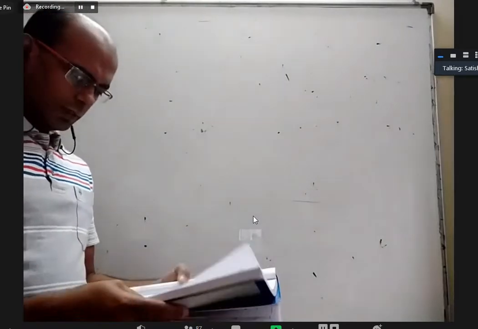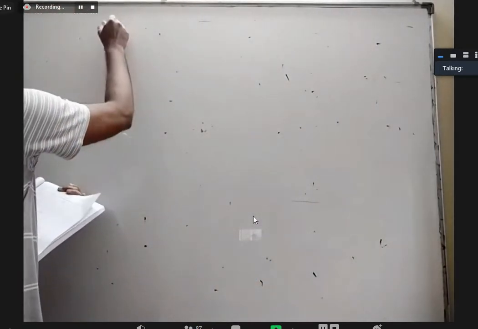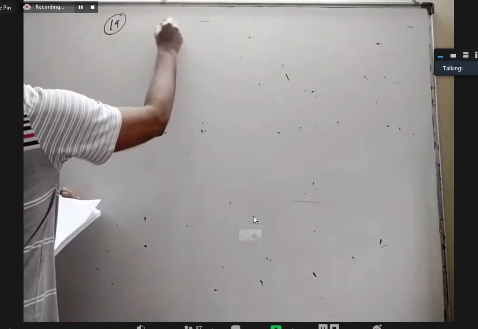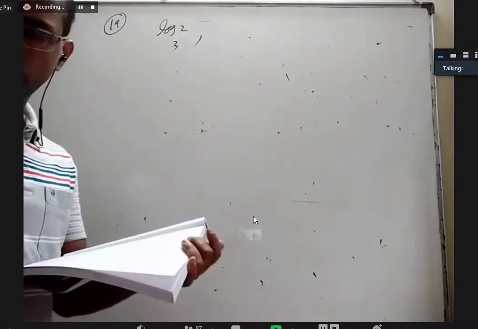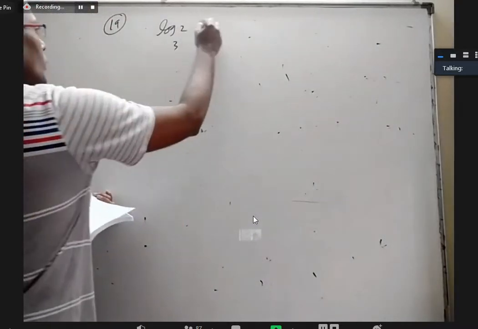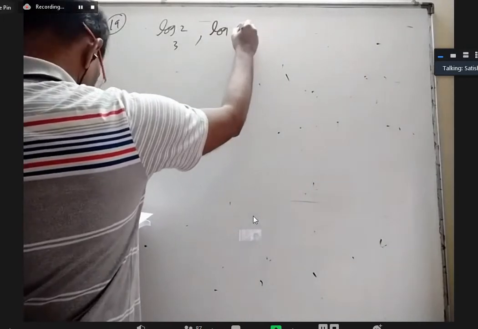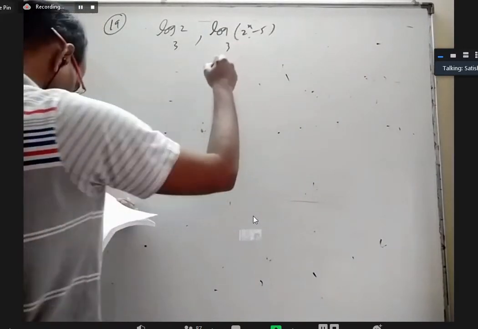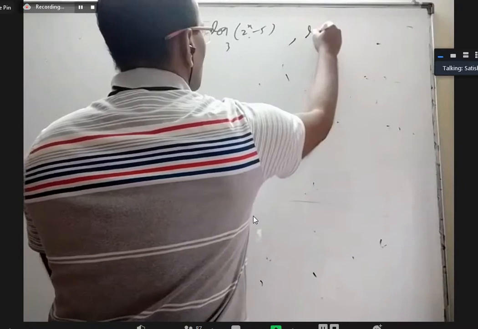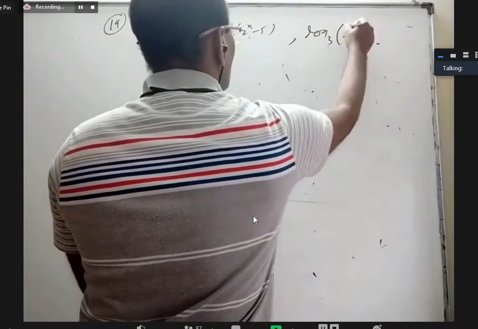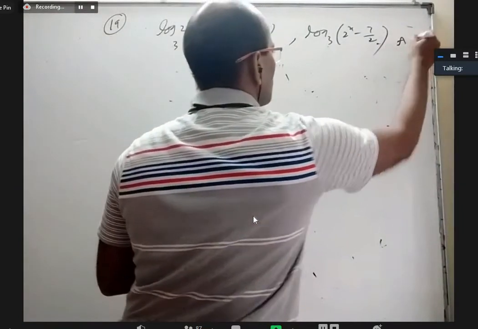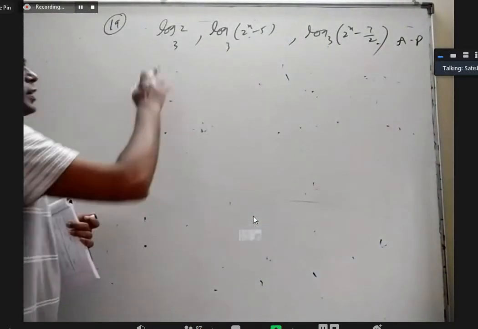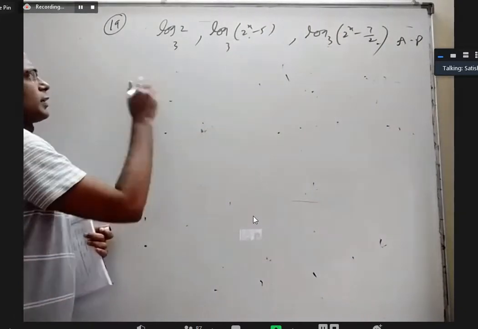Okay, question 19. They said three things are in AP, so it should be easy. Log 2 base 3, log 2 power x minus 5 base 3, and log base 3 of 2 power x minus 7 by 2 are in AP. Whenever something is in AP, the first plus the third equals double the middle.